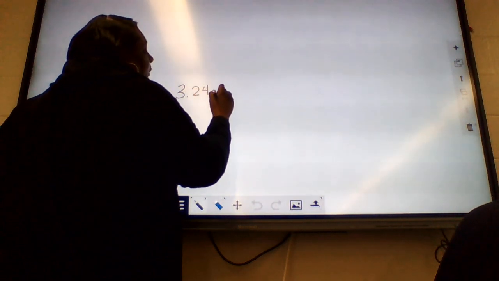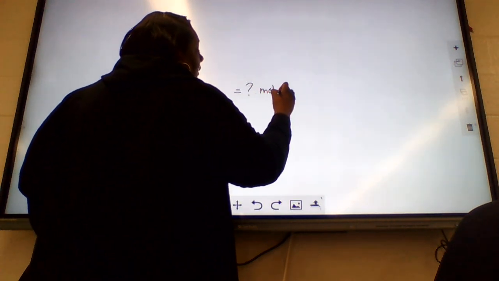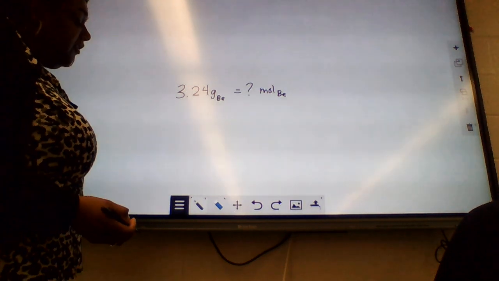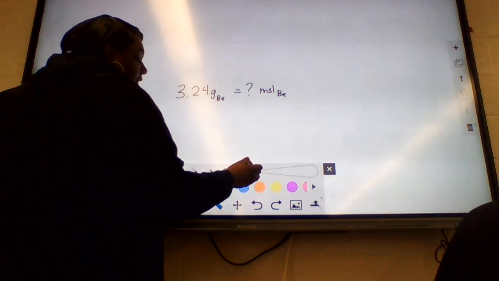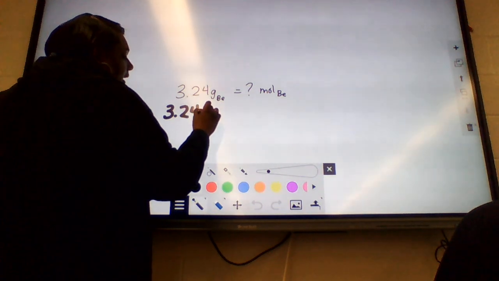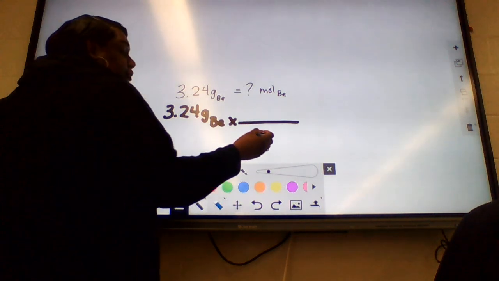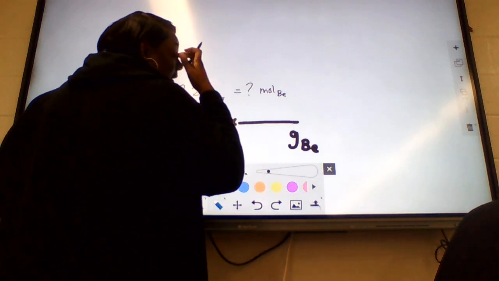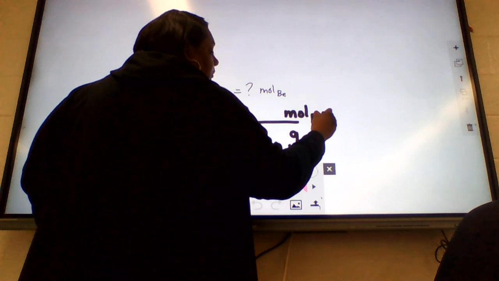then again, we're going to set up a dimensional analysis problem just like we've done in the past. So we would start with what they gave us, which is the 3.24 grams of beryllium. We set it up so our units cancel out. So I need grams of beryllium on the bottom, and I need moles of beryllium on the top.